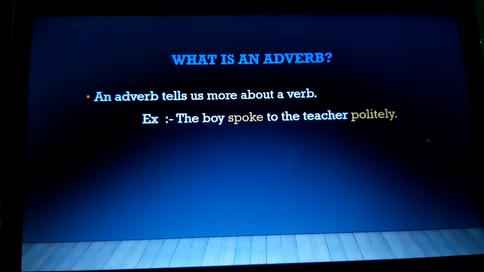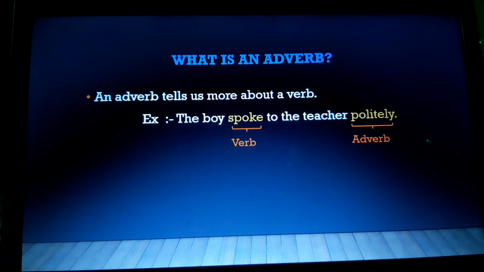Look at this sentence. The boy spoke to the teacher politely. In this sentence, spoke is the verb and politely is the adverb because it describes how the boy spoke. The word politely describes how the boy spoke to the teacher.